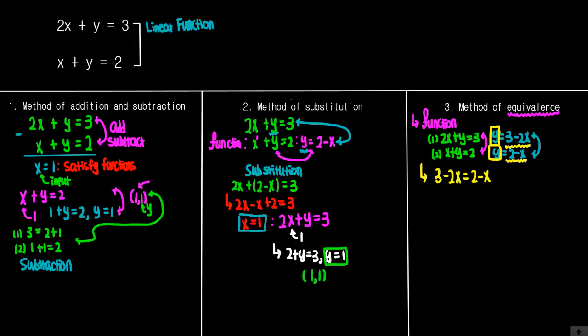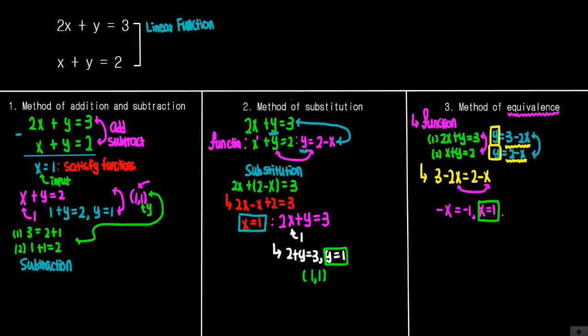We removed the y value, which is one of the variables, and we got only one variable left, which is our x value. So all we need to do is isolate our x terms on the left side and our constants on the right side. And we're going to get minus x is equal to minus 1. All you have to do is divide both sides by -1 in order to get our x value, which is 1. So we solved for our x value through equivalence.